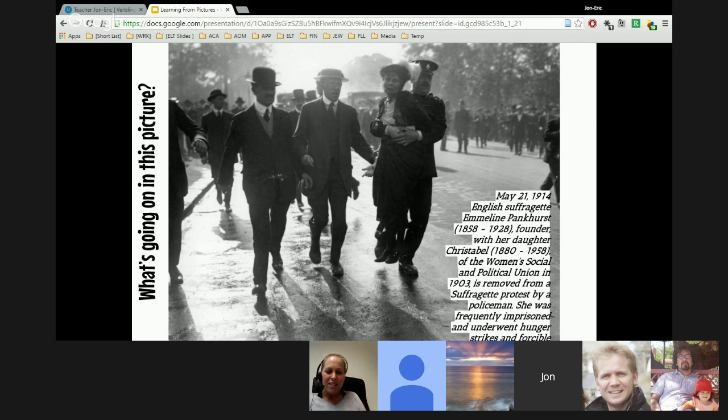Wow. What do you think about these pictures, class? Now that you've seen some pictures from 1913 and you've seen prisons being blown up, what do you think? What's your opinion of the suffragettes?